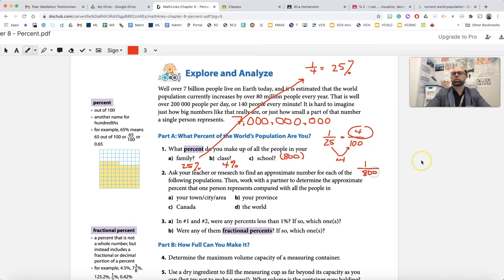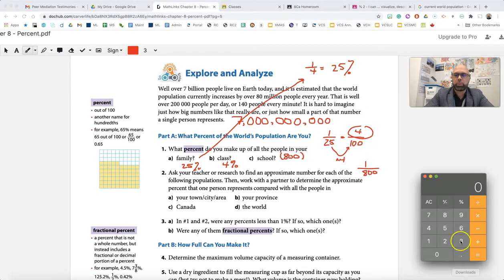Now, here's where it gets interesting because finally we're going to have a percentage that is smaller than 1%. Because, of course, if we were 1 out of 100, we would be 1%. But this is 1 out of 800. So estimate where you think this will end up. But here's the math. 1 divided by 800 is 0.00125. So this 0 right here is 1%. So this is going to be 0.1.